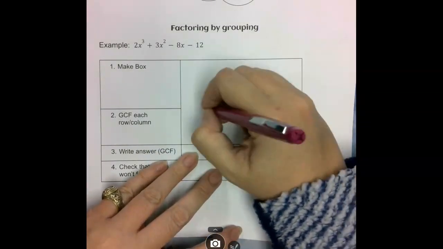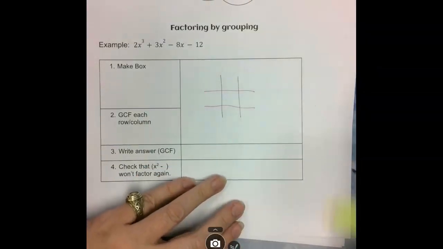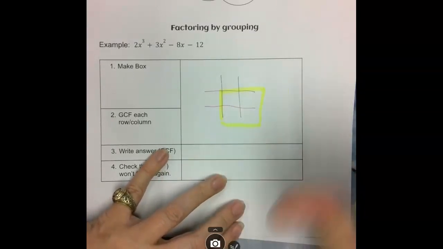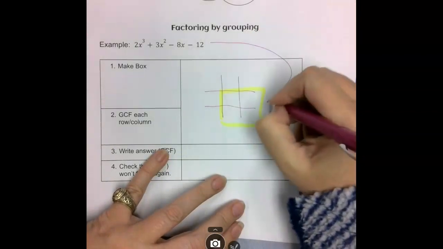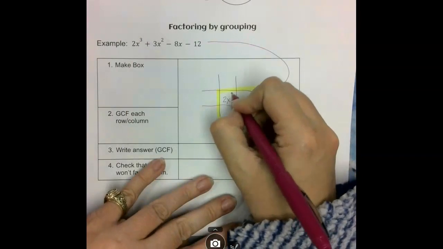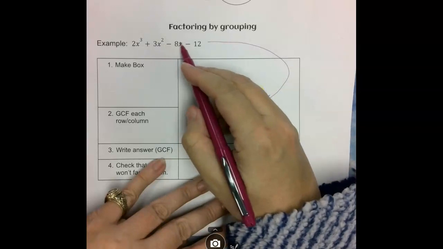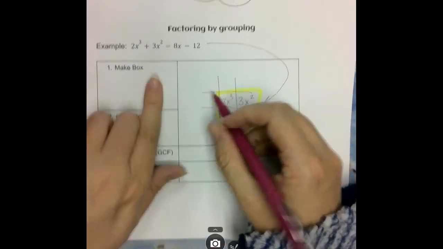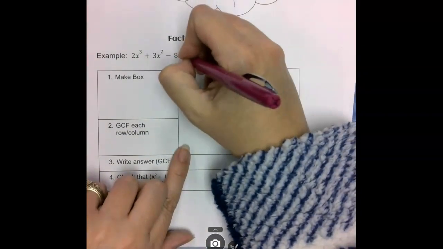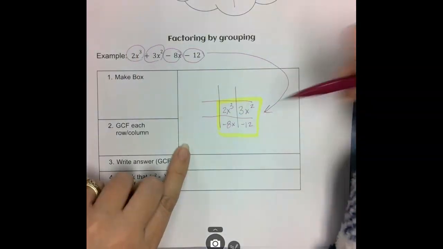So you make your box, that's a tic-tac-toe. And then these 4 spots here is where I'm going to put my problem. The problem goes here. And I'm going to put these in the order that they come in. So 2x cubed, 3x squared, minus 8x. Notice the minus goes with the 8x, and minus 12. So these are my things that go in my 4 boxes.